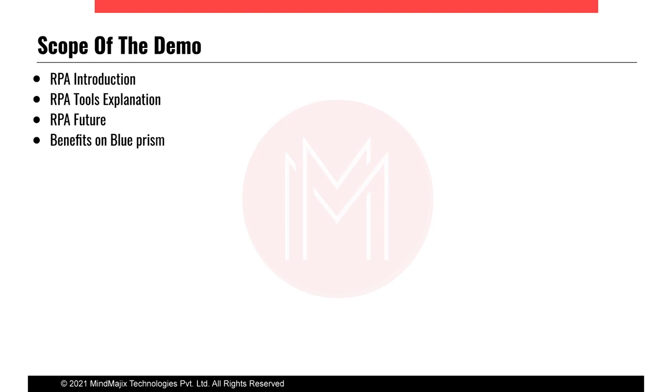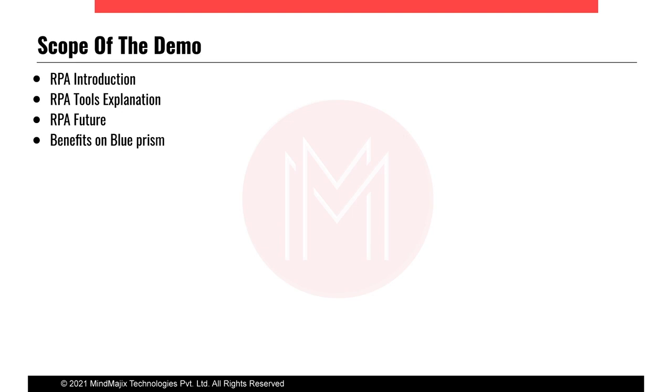So what does RPA mean? Simply, whatever things we do manually, the bot will do in an automatic way. Basically, by using the instructions we have given to the bot, it will run or book something.